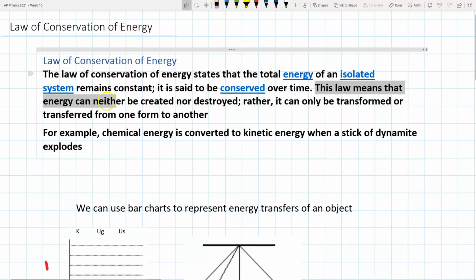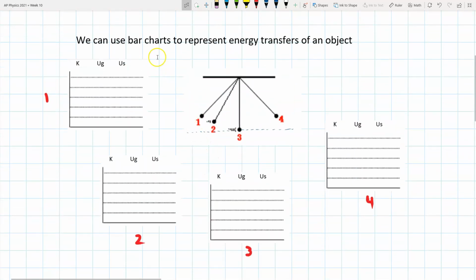This law means that energy can neither be created nor destroyed. Rather, it is only transformed or transferred from one form to another. For example, going from kinetic to gravitational would be energy transferred from one type to another.